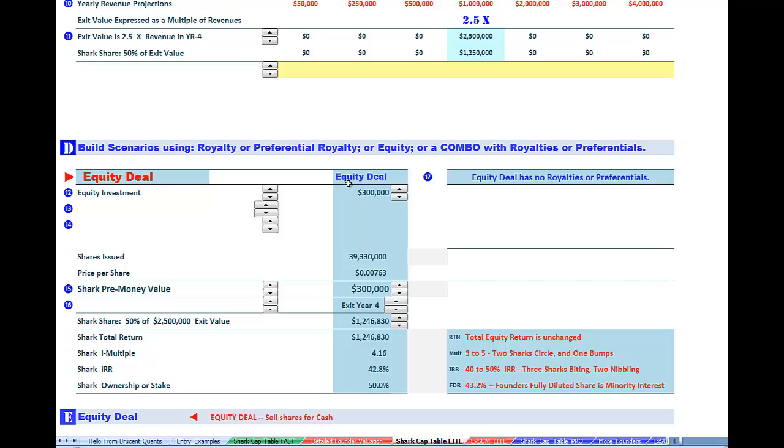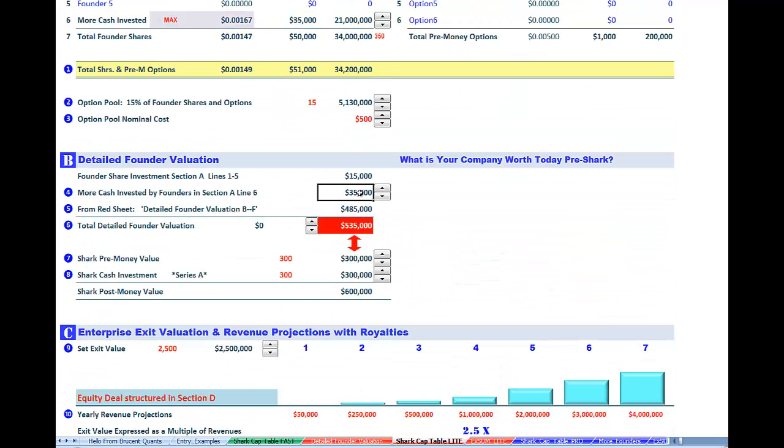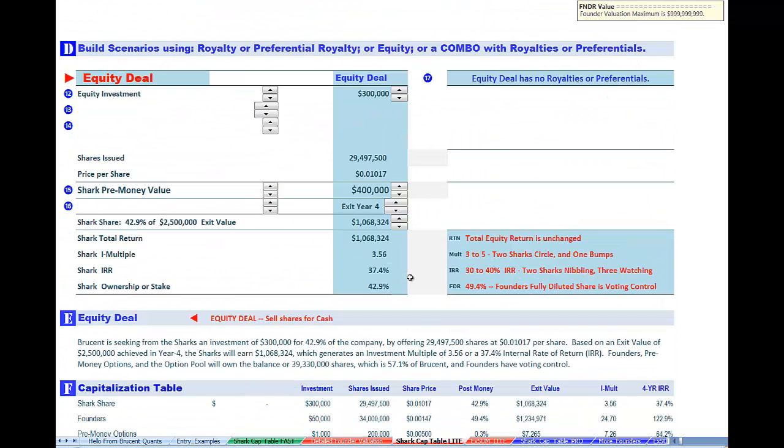Now, if we put another $35,000 in, it's conceivable that we might be able to convince the Sharks to go a little higher. Remember, we said we had 535, of which 50,000 of that is cash. Maybe we could get them to go up a little bit, maybe to 400,000. That will help our position. Let's go down and see what our position now looks like. Well, here we got 42 and 37% and 3.56. That's a good starting point. I'd still like to see something better.